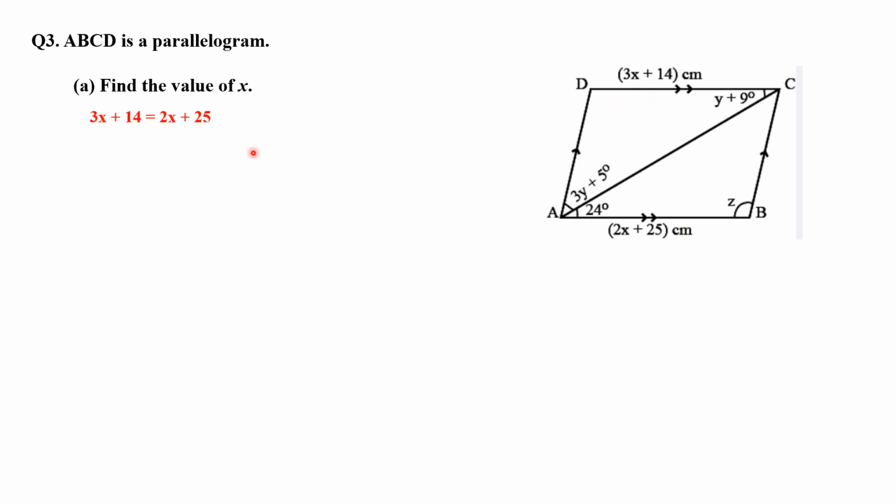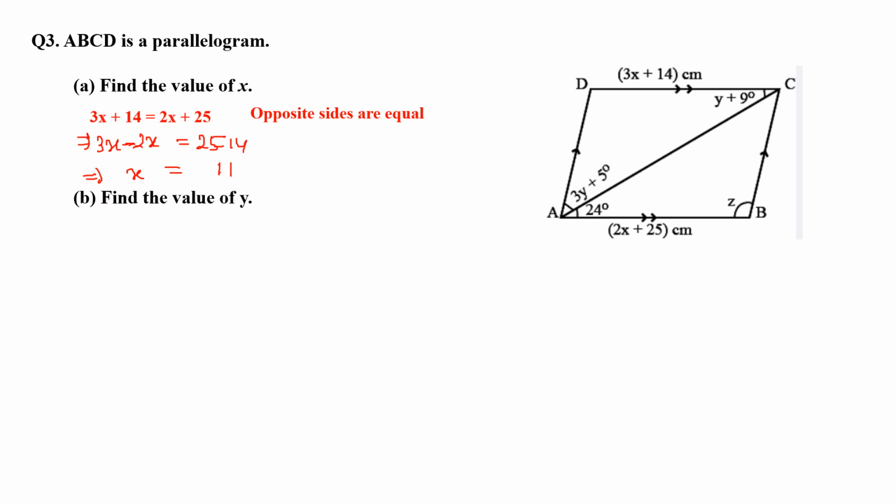So why are they equal? Because opposite sides are equal. And if I solve it, I will get the value of x. So from here I can write 3x minus 2x is equal to 25 minus 14. And what is 25 minus 14? 3x minus 2x is x, and 25 minus 14 will give me 11. So the value of x is 11.